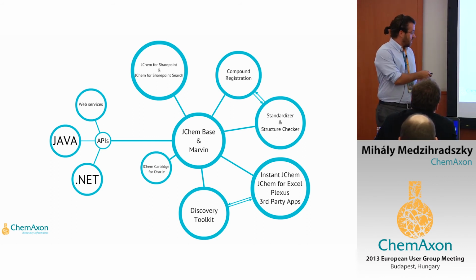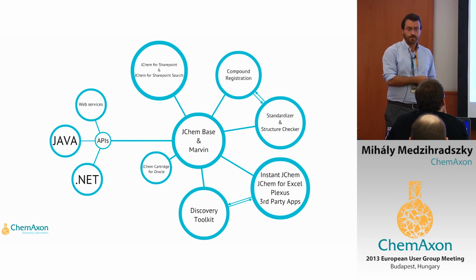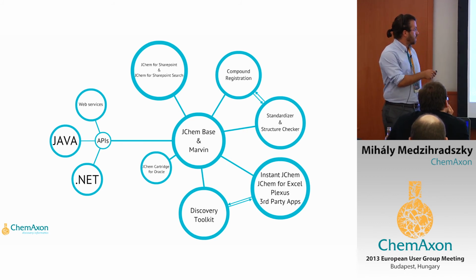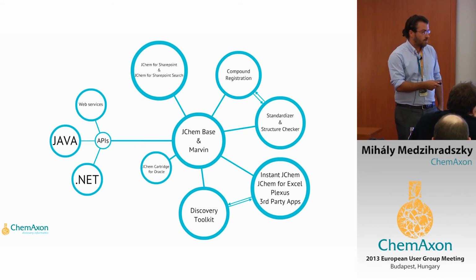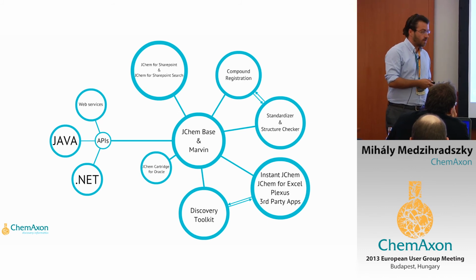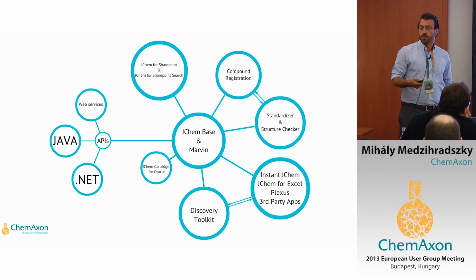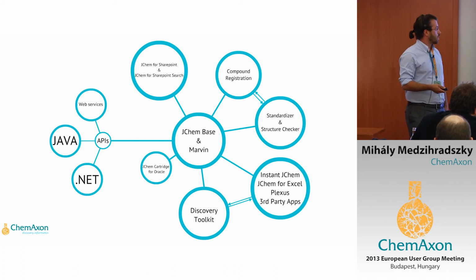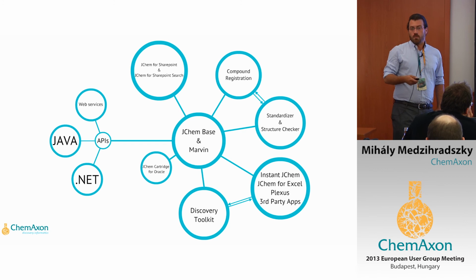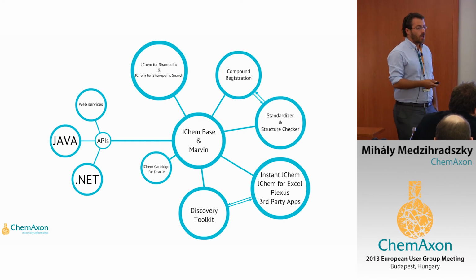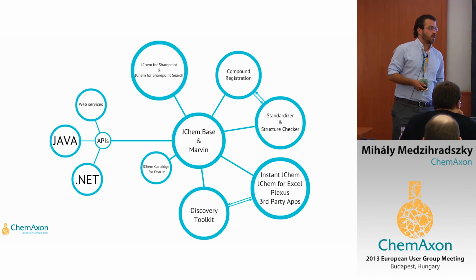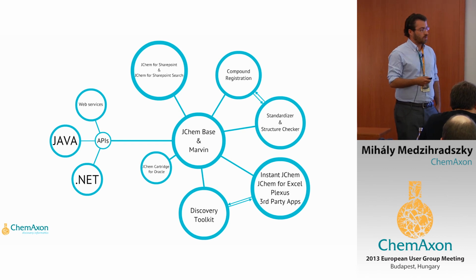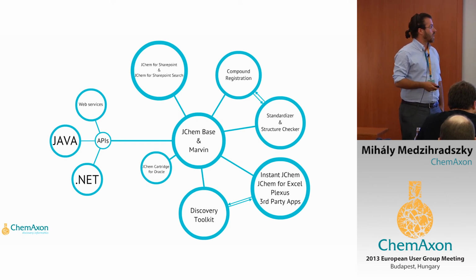At the center of everything is JChem base and Marvin. And around these are these bits and pieces, which I'll introduce one by one. The reason I put JChem base and Marvin in the center is because Marvin was the first thing that ChemAxon developed, and all of the applications that we've got in some way incorporate these two key elements. Marvin for structure representation, sketching, and so on, and JChem base for many of the functionality that concerns structure searching and structure handling and so on.